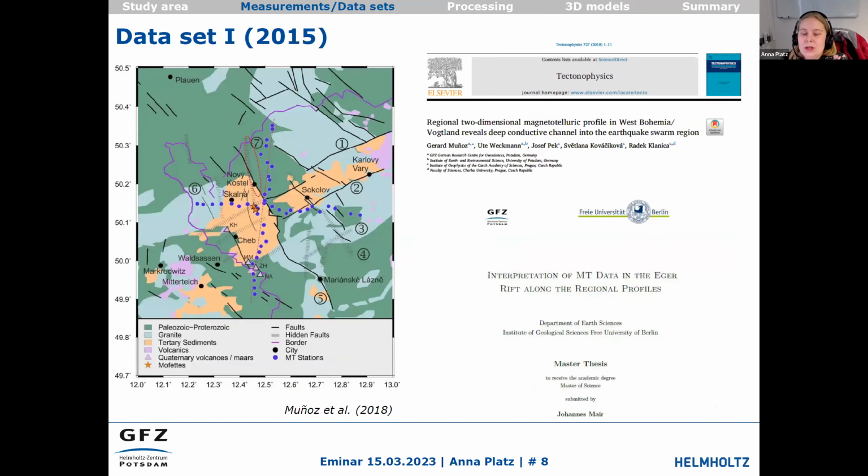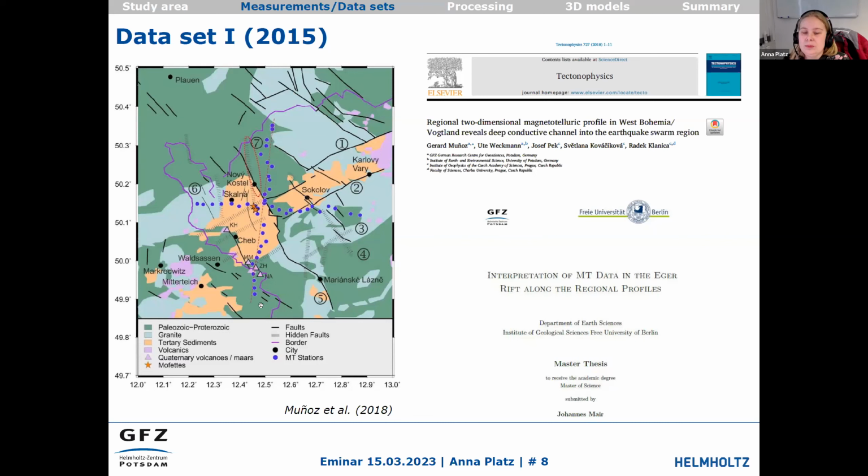The first measurements which we did in this area were conducted in 2015 along these two perpendicular profiles, with 50 kilometers each and more or less 30 stations per profile. The station configuration was realized in order to find the geoelectric strike direction in this area. Because at the beginning, we did not know if, for example, the east-northeast trending Eger Rift or the perpendicular running fault systems are the dominant structure in this area. We found out that the geoelectric strike direction in this area is dominated by the Eger Rift.